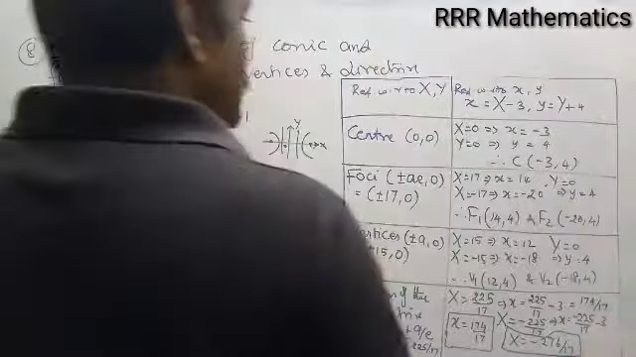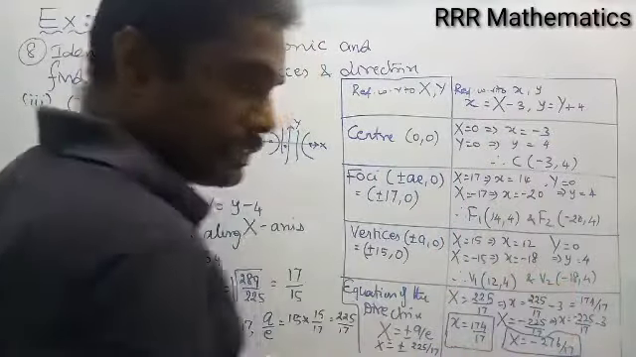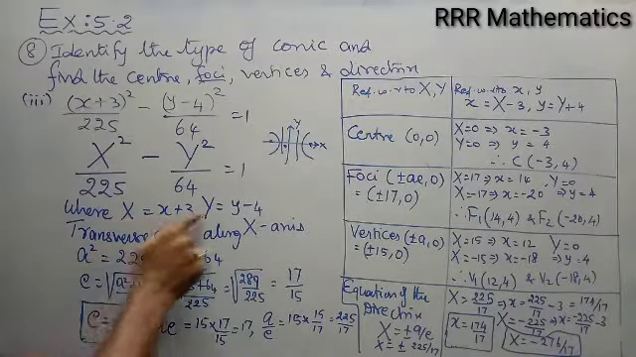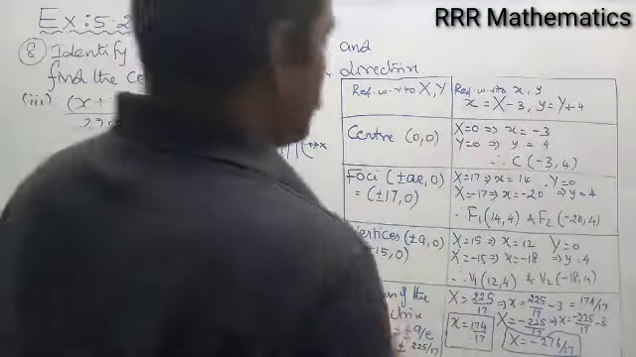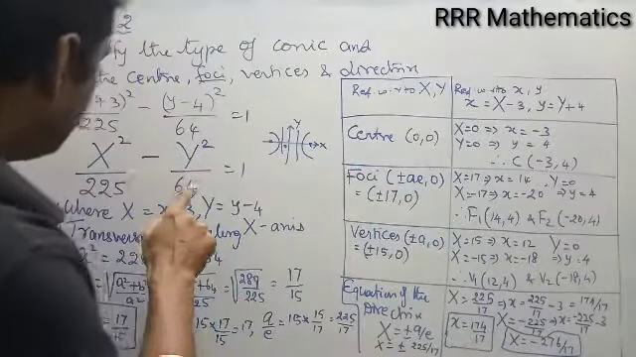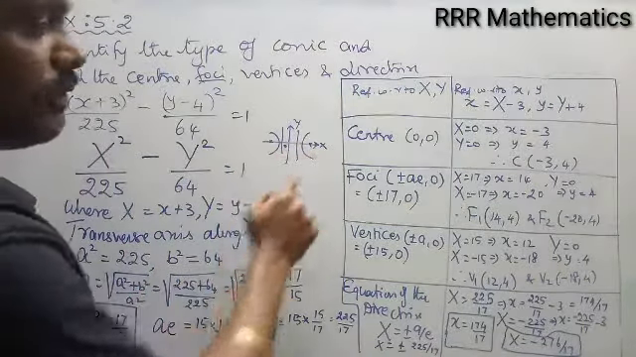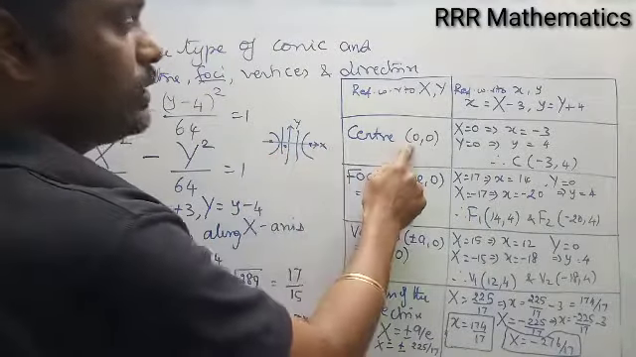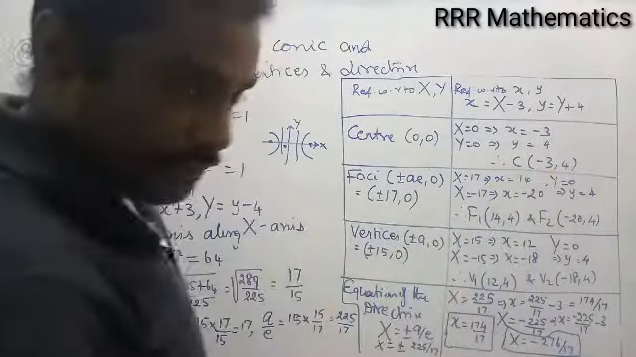Now we want to prepare a table with respect to capital X and capital Y, then with respect to small x and small y. Your small x is nothing but from this substitution capital X minus 3. Small y is nothing but capital Y plus 4. Center. With respect to capital X and capital Y, the center is nothing but the origin. This is a dummy figure. With respect to capital X, capital Y, it gives the center as the origin 0, 0. Replace 0 here and here, you will get the center as minus 3, 4.